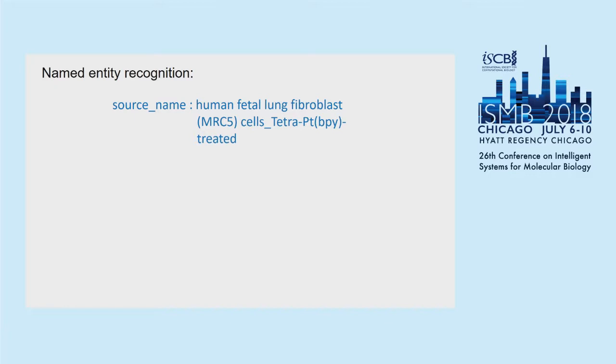So named entity recognition is the name in computer science for the task of finding entities in natural language text. So here's an example key-value pair. Source name, human fetal lung fibroblast, MRC5 cells, tetra BPY treated. A named entity recognition program might find the string fetal and map it to the term late embryo in the Uberon ontology, which describes anatomical entities. It might find the string lung fibroblast and map it to the term fibroblast of lung in the cell ontology. It might find the string treated and map it to the term treatment in the experimental factor ontology.